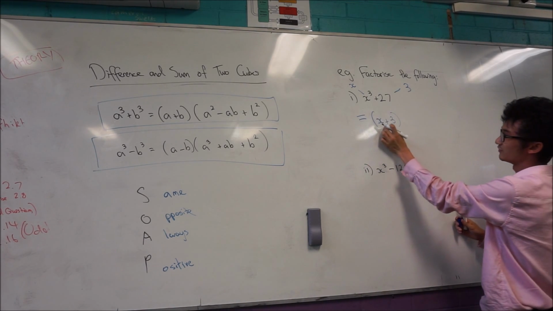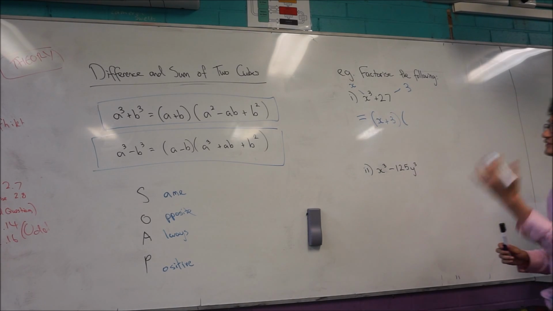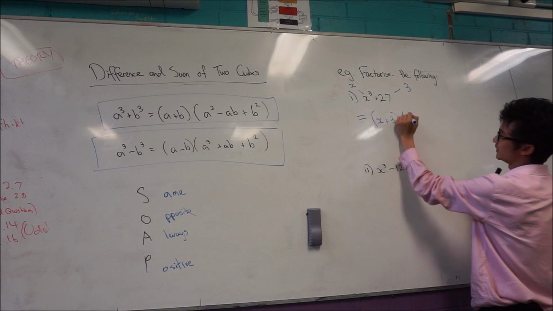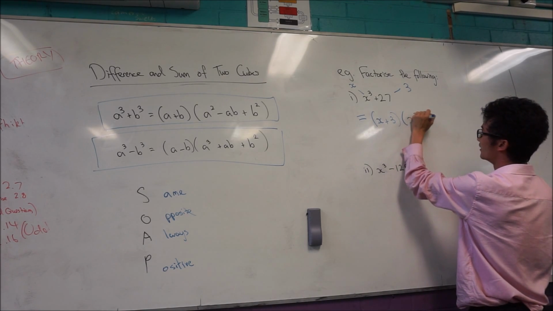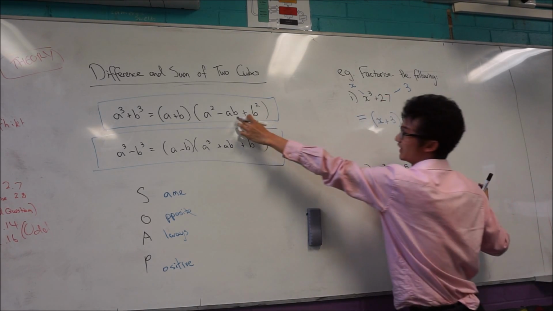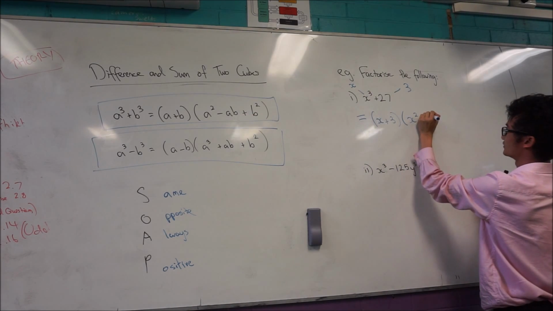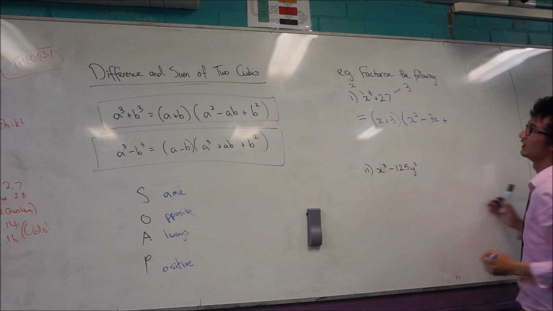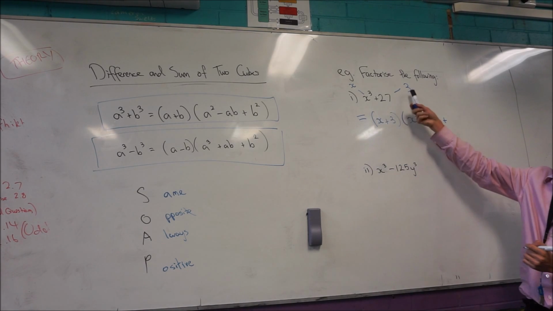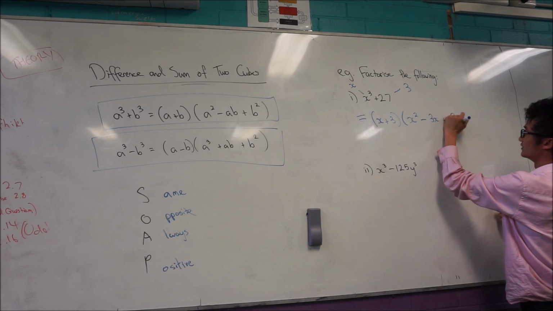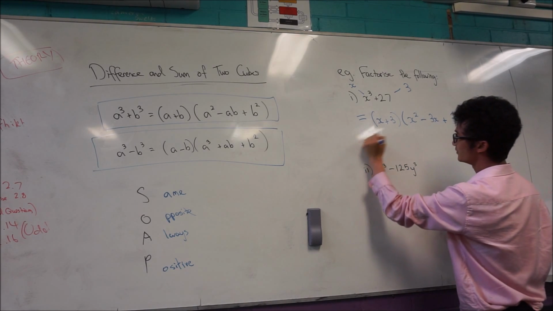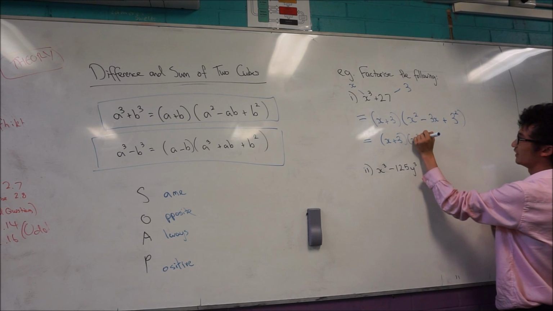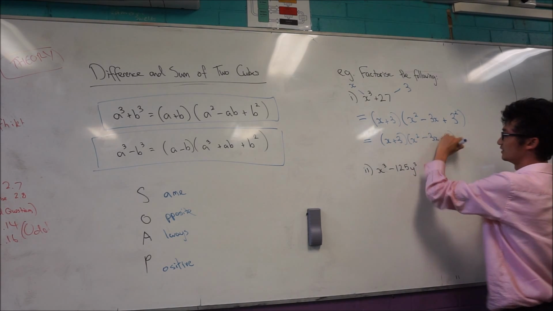It's the same. That's the first sign. The next sign is the opposite. So I know it's going to be negative. So I've got my a, which is x here, so x squared minus. The next one is a times b, which is x times 3, 3x. And the last one is always positive. And that's just going to be b squared, which in this case is 3, that's just 3 squared. And I can simplify that further. I'm just going to get left with x plus 3, x squared minus 3x plus 9.